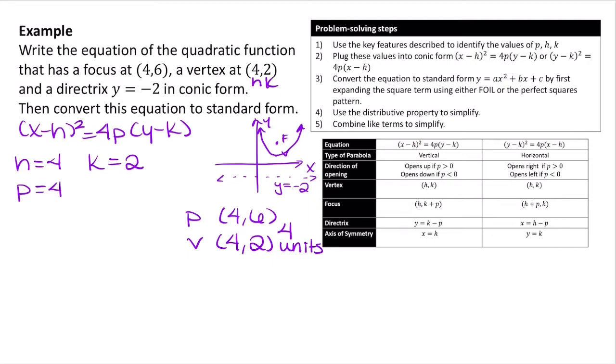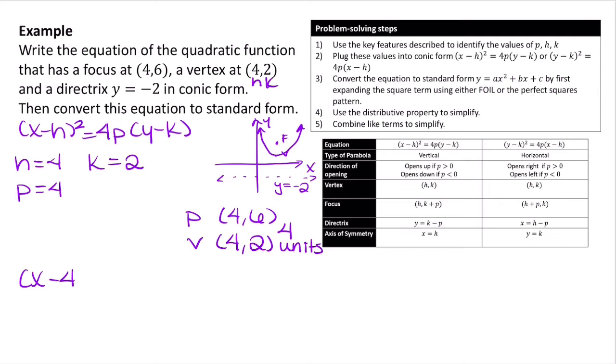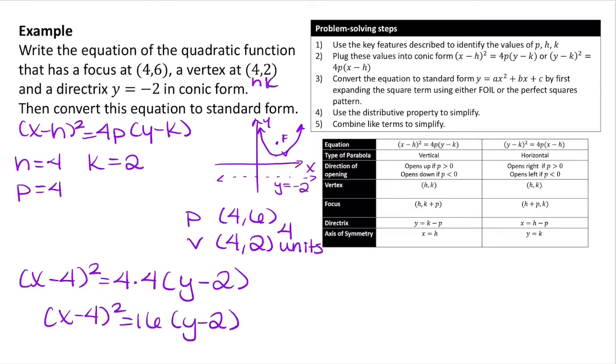You can also use the directrix to figure this out, because remember, p is also equal to the distance from the vertex to the directrix. The distance from 2, which is the y-coordinate, to y = -2 is actually going to be 4, because 2 minus -2 is also 4. So we can plug these all into our conic form so that we can write our equation. We have (x - 4)² = 4 times p, which is also 4, times (y - k), which is 2. So that just gives us (x - 4)² = 16(y - 2). So that's the equation of this parabola in conic form.